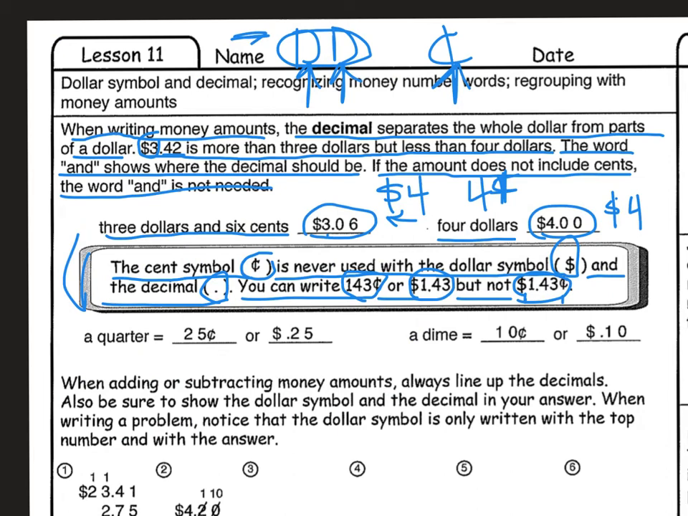Back to our regularly scheduled program here. A quarter is 25 cents. Notice there's no decimal point there, just a cent sign after the number, or $0.25. Here we mix a dollar sign and a decimal point. Those can go together. A dime is 10 cents. Notice 10 with no decimal point, cent sign after the number, or dollar sign before the number with a decimal point. That's 10 cents as well.